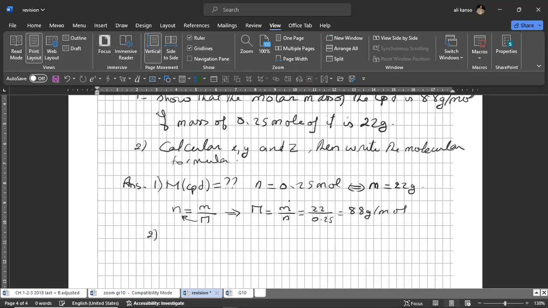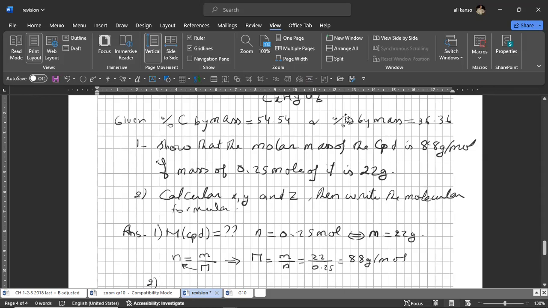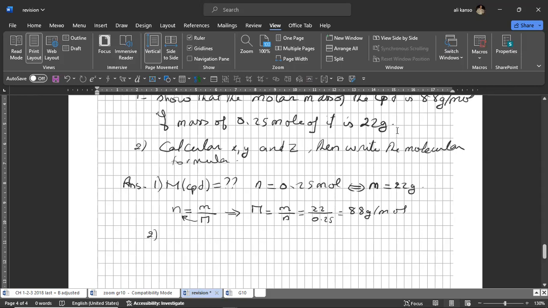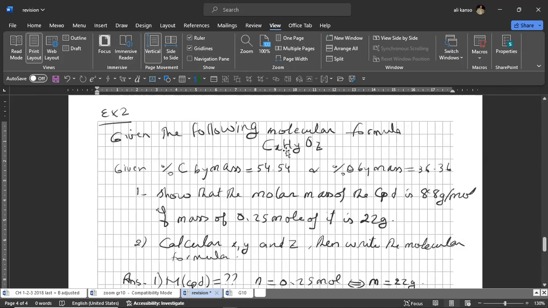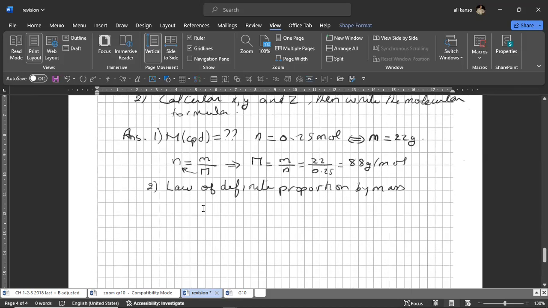Second, how to calculate X, Y, and Z. You have to program your mind. If you have percentages, don't think with any rule except the law of definite proportion by mass. Go directly to the law of definite proportion by mass. Write the title: apply the law of definite proportion by mass. What is this law?